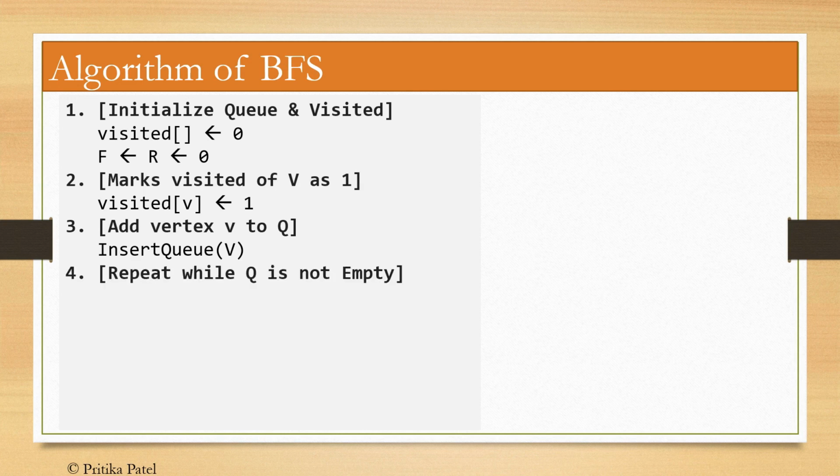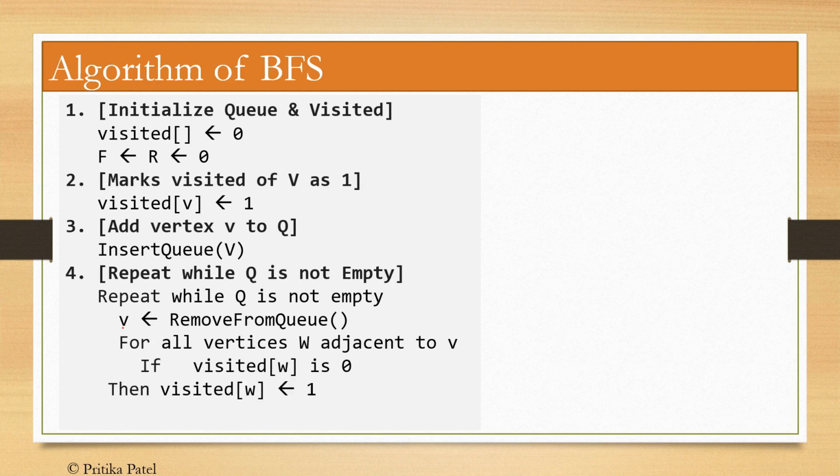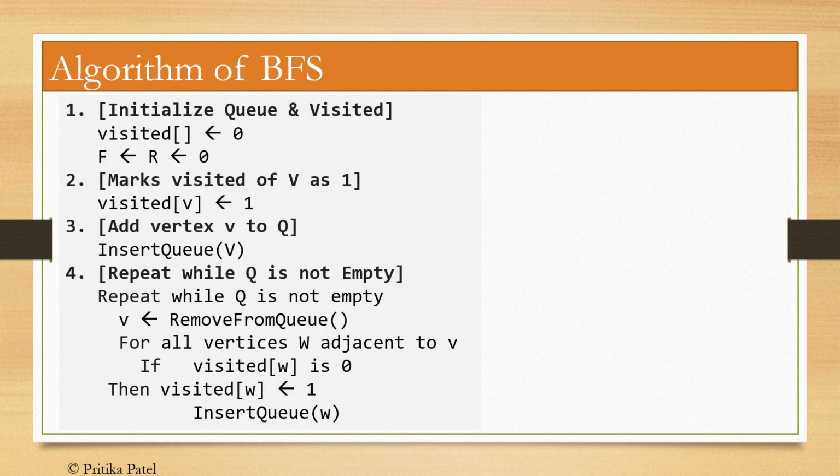Step number 4, repeat while Q is not empty. So this step number 4 is repeated until Q becomes empty. Remove from Q and store it into the vertex V. For all vertices W adjacent to V, if visited W is 0, then set visited W to 1 and insert W into Q. So this is the algorithm of breadth first search.